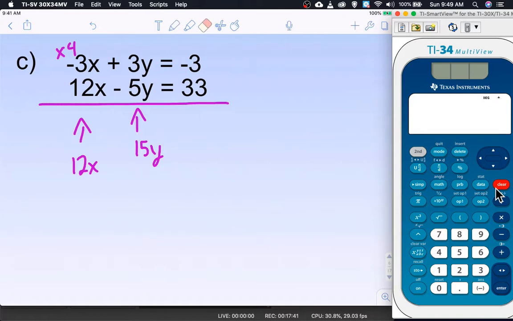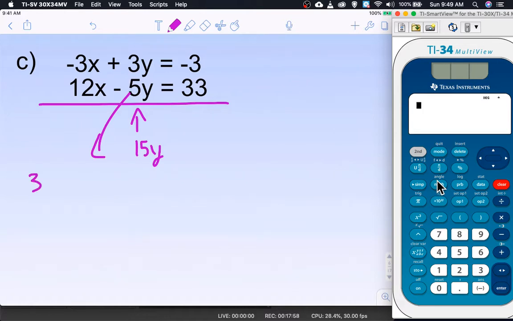So I'm going to make my y's eliminate. I'm going to make that happen. I'm going to make them both become a 15y. And if you don't know how to find that least common multiple in your head, you're looking at your times tables.